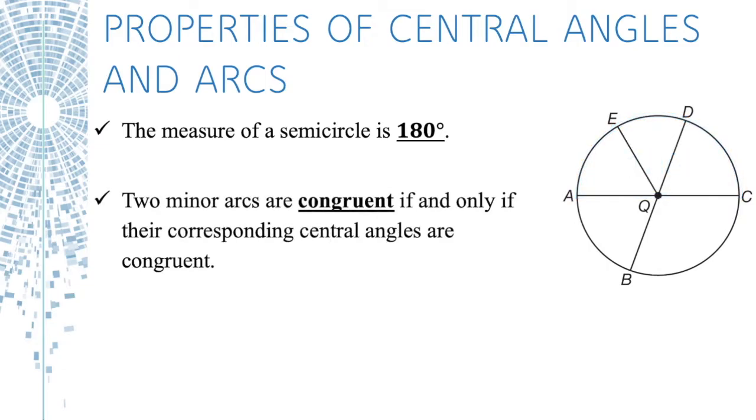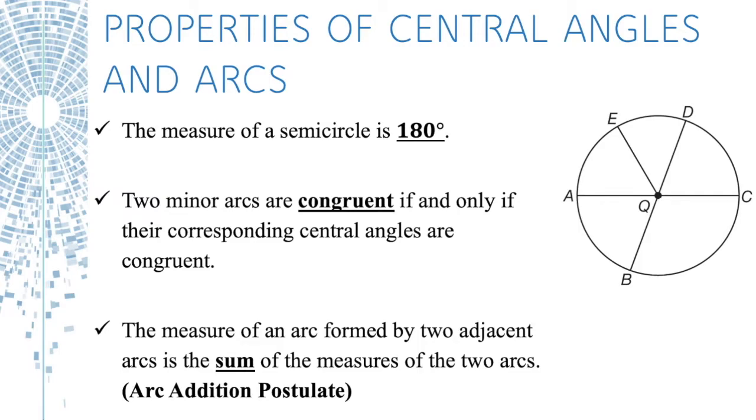Two minor arcs are congruent if and only if their corresponding central angles are congruent. So for example, AQB and DQC, if they're both 60 degrees, that means that the arc AB is congruent to the arc DC.